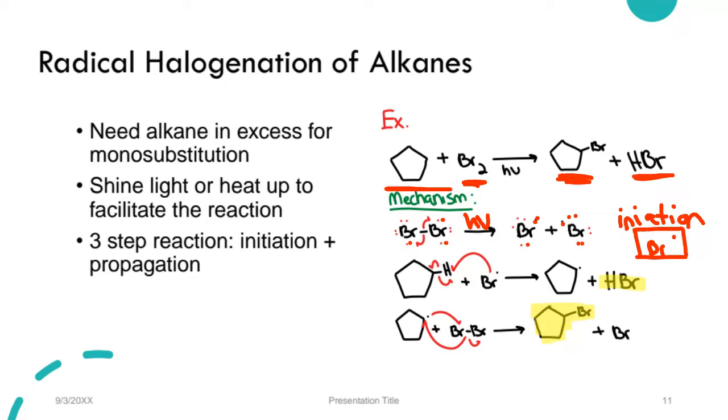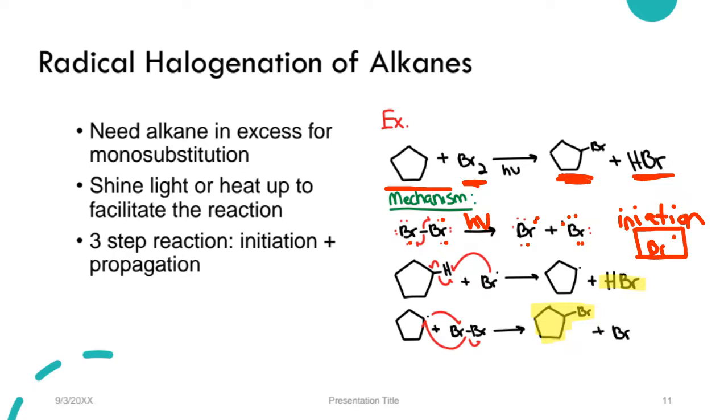Okay, so you end up with 2 radicals, which means they have unpaired electrons. Those unpaired electrons are not happy being unpaired. They want a pair. So they're very energetic. They're going to attack things to get another electron. So we get to this step.